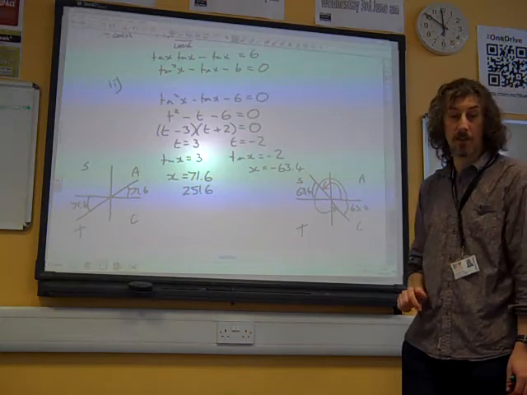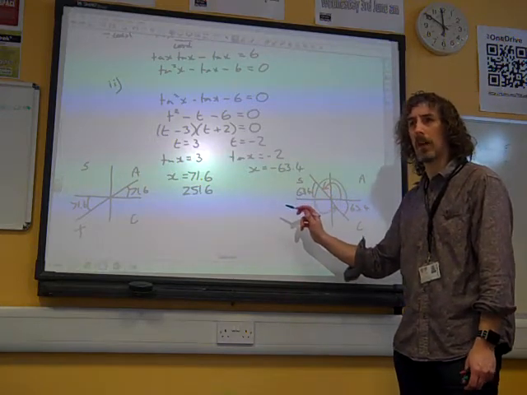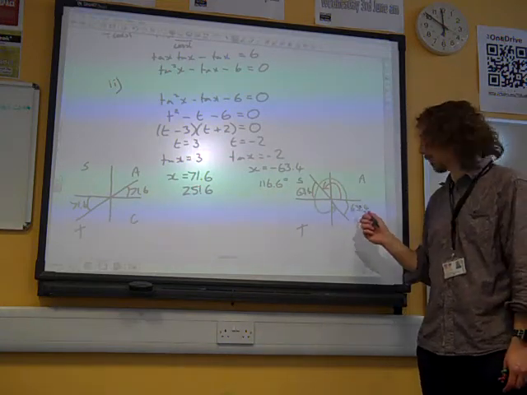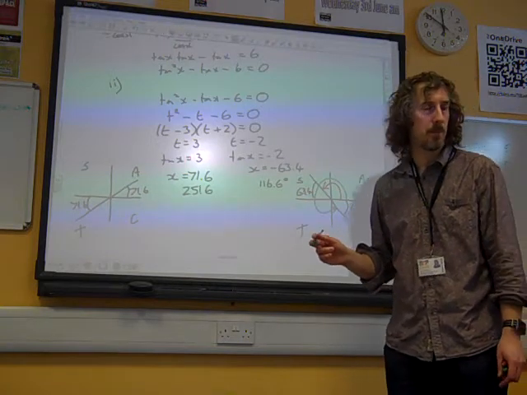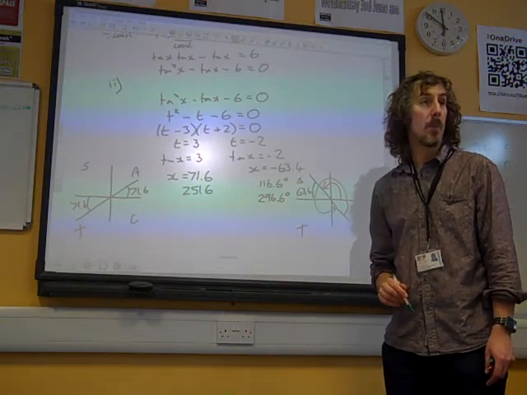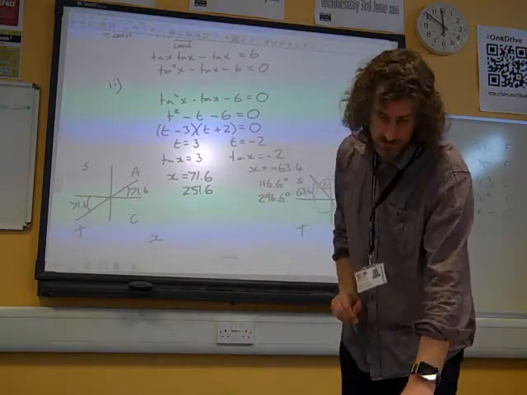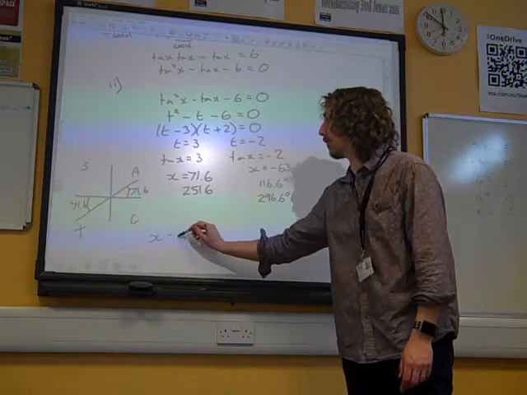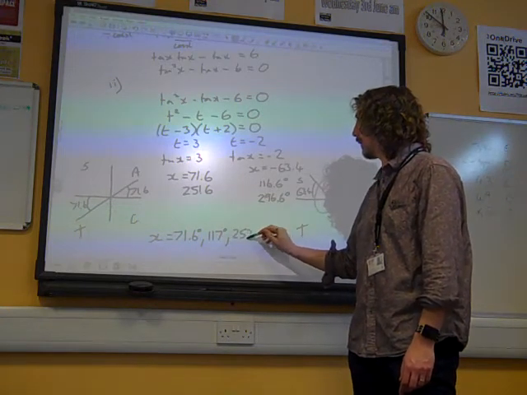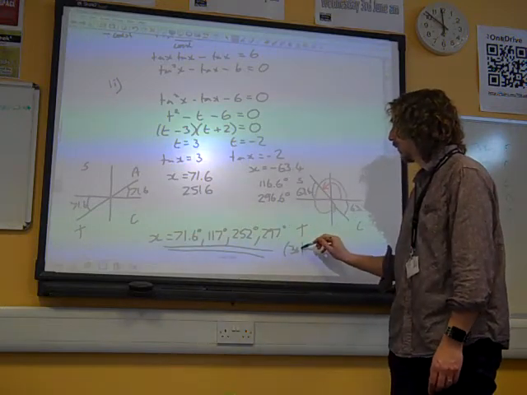They are 180 minus 63.4, which is 116.6, and 360 minus 63.4, which would be 296.6 as well. Okay, and so that's enough. It's neat though, isn't it, to write your answers to three significant figures, because that's what we want, in ascending order. So I would have written 71.6 degrees, 117 degrees, 252 and 297, and there's my answer, all neatly written to 360.